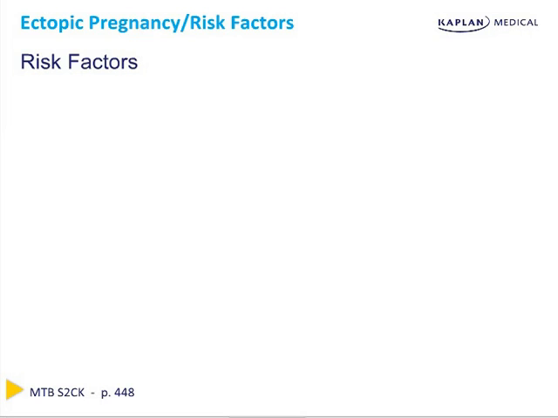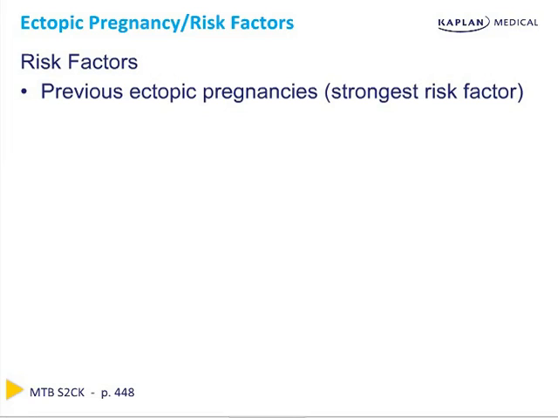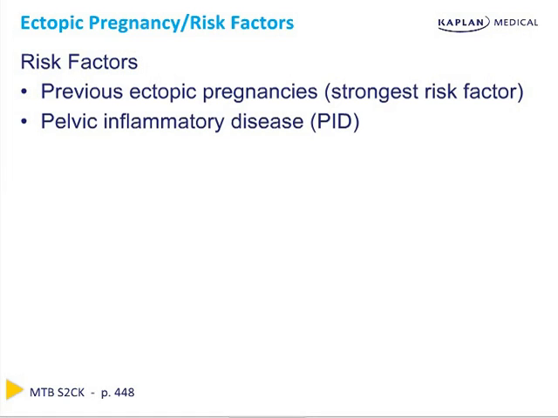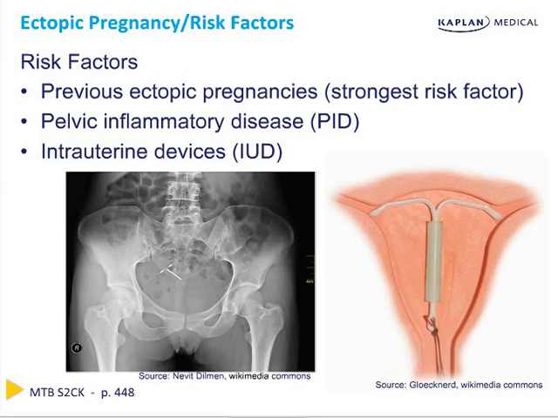The Step 2 exam likes to ask questions that ensure that you understand the pathophysiology of the disease process, so it's important to understand the risk factors for ectopic pregnancy. Previous ectopic pregnancy is the strongest risk factor for subsequent ectopic pregnancy. Pelvic inflammatory disease is another common risk factor, and in fact, due to increasing chlamydial infections, ectopic pregnancy is on the rise. A commonly tested risk factor is intrauterine devices.